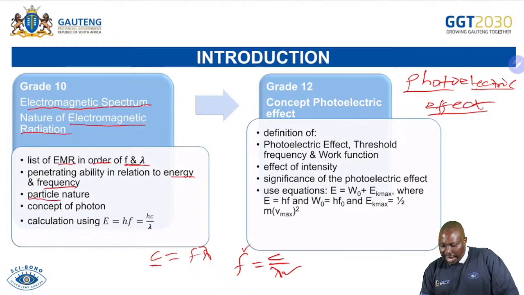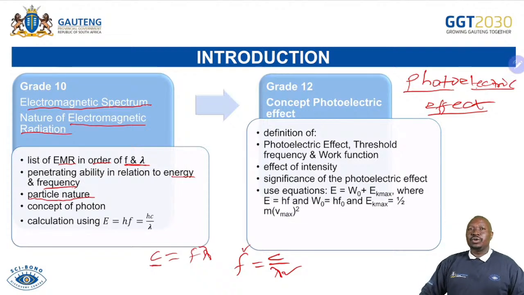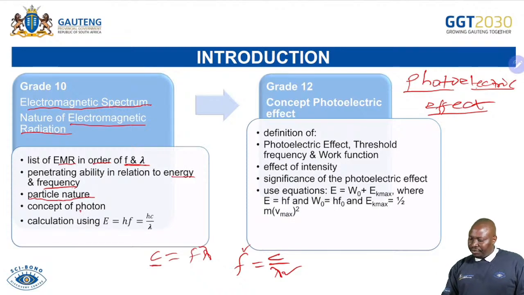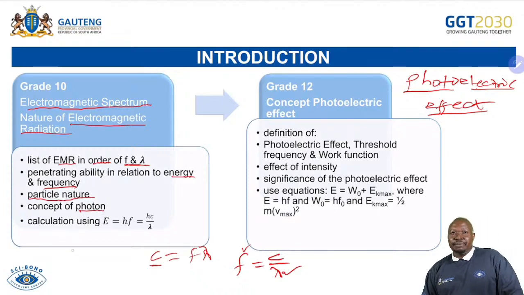Remember, we talk about light having a dual nature, which means it can behave as a wave or as a particle. Here we're looking at light as a particle. And then we talked about the concept of a photon. A photon is a packet of energy. So we're going to look at this packet of energy. Remember, 1 photon for 1 electron.